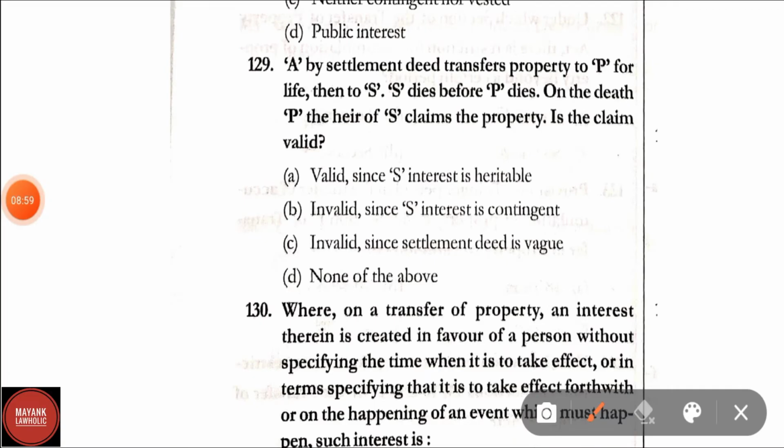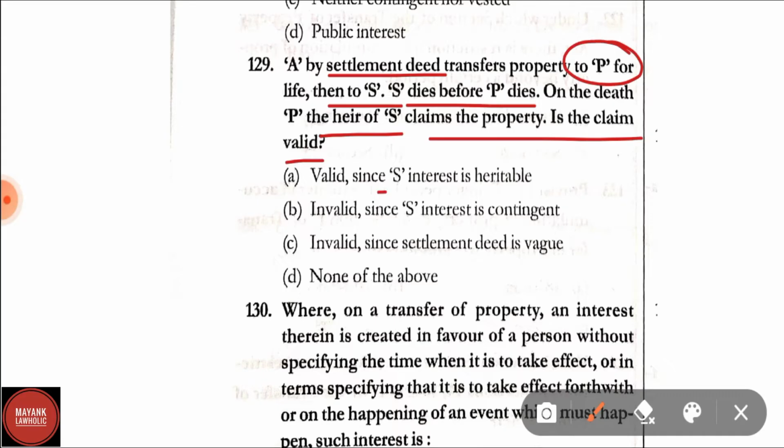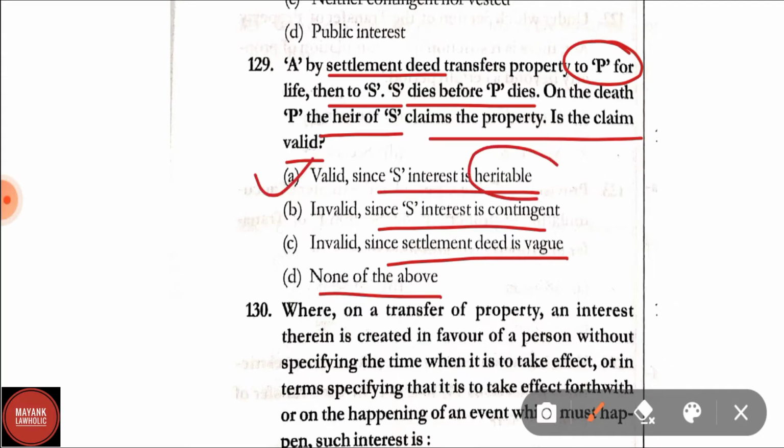Question number 129. A by settlement deed transfers property to P for life, then to S. S dies before P dies. On the death of P, the heir of S claims the property. Is the claim valid? Options are valid since S's interest is heritable, invalid since S's interest is contingent, invalid since settlement deed is vague, none of the above. Here option A is the right answer, valid because S's interest is heritable.